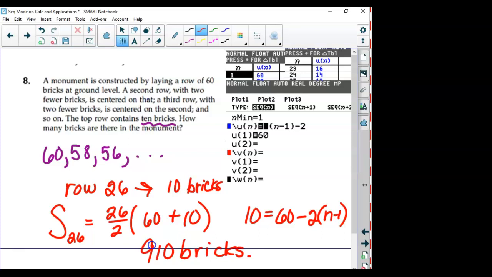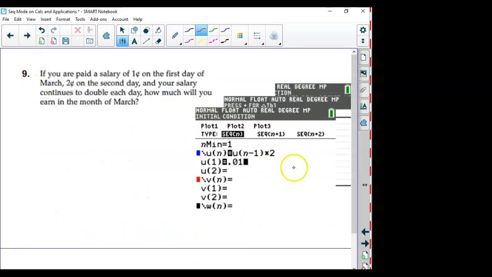All right. So sometimes sequence mode is helpful, and I used it to check a couple of my answers when I was keying the quiz, but it's not something you have to know how to do. The formulas will work. All right, love this last question.